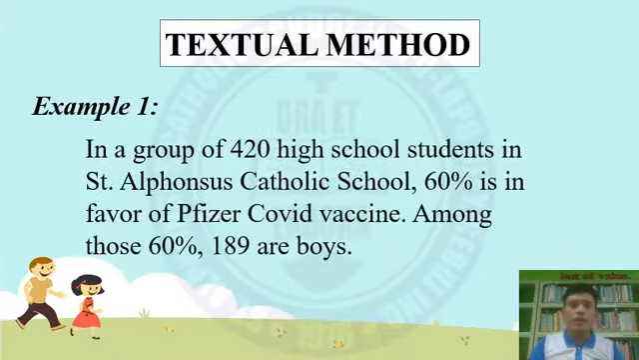Example number 1. In a group of 420 high school students in St. Alphonsus Catholic School, 60% is in favor of Pfizer COVID vaccine. Among those 60%, 189 are boys. That is in textual method.